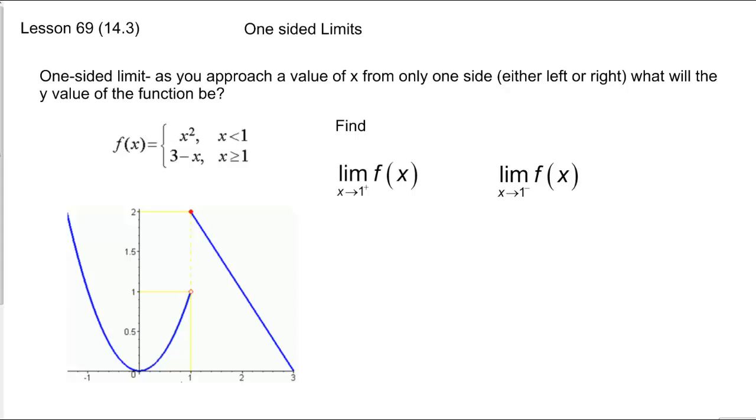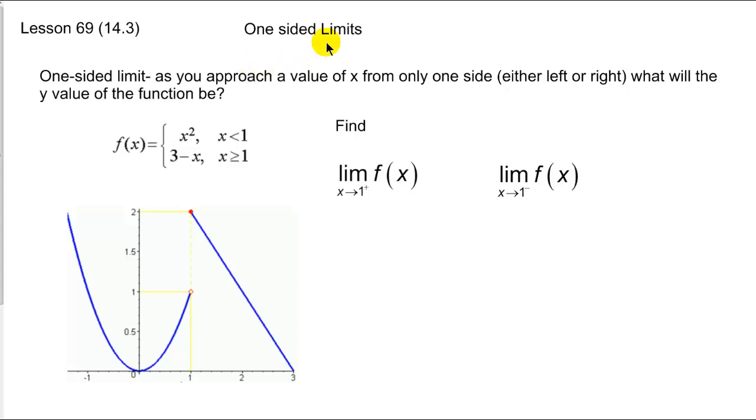Up to this point, our concept of limits has been as follows. As we approach x, what does y equal? And when we talked about approaching x, we talked about approaching x from the left side and the right side, and as long as we were getting close to the same y value, we said that function had a limit.